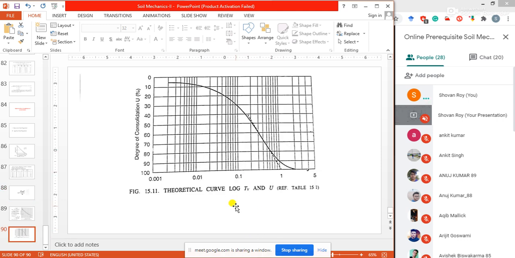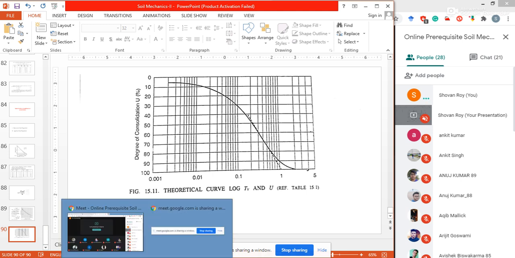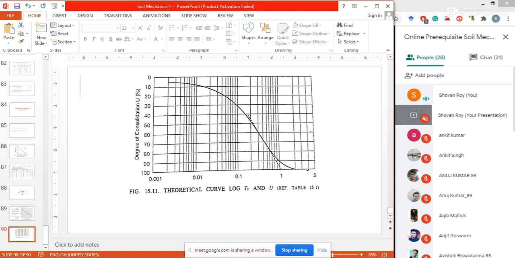So nothing is extra, just semi-log graph paper is used to find out your time factor value. Actually, the time factor at 90% degree of consolidation or compression. After that, some numerical problems are important. There is one numerical you have to solve today.